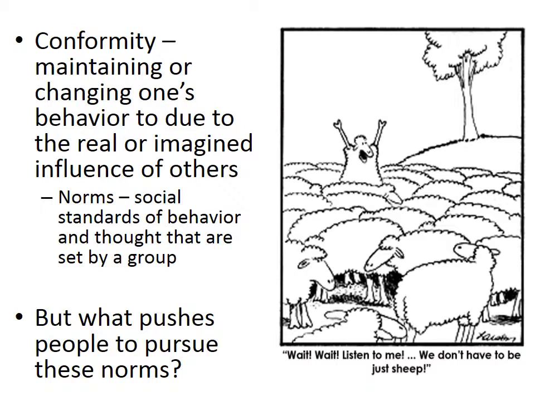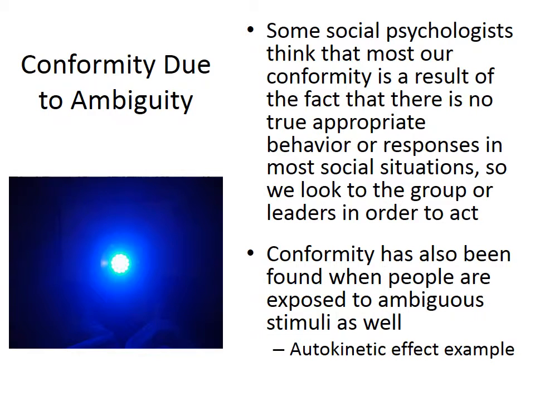We know it works, but one of the questions that psychologists have asked is, what causes people to be so compelled to look for norms and to conform to the group when they find themselves in it? One of the first people to try to answer this question was a researcher named Muzafer Sherif. What Sherif argued is that when we look at conformity, maybe what's going on is that people are finding themselves in situations where they don't necessarily know what the correct thing to do actually is.